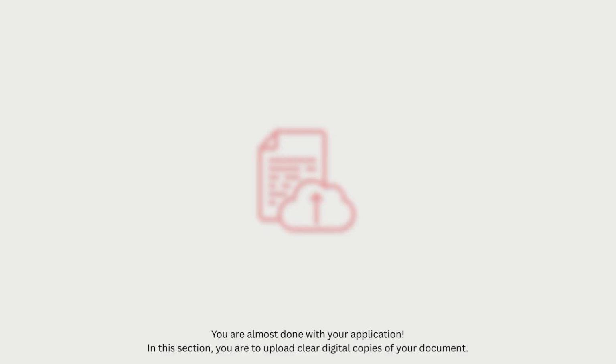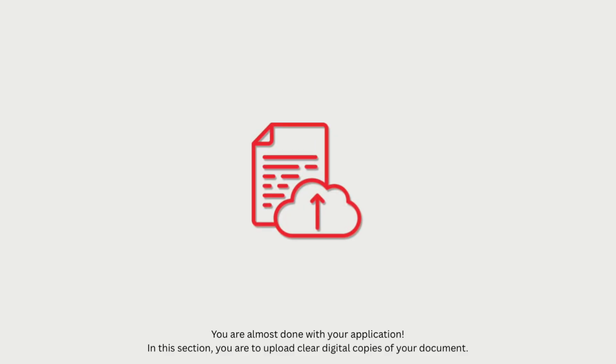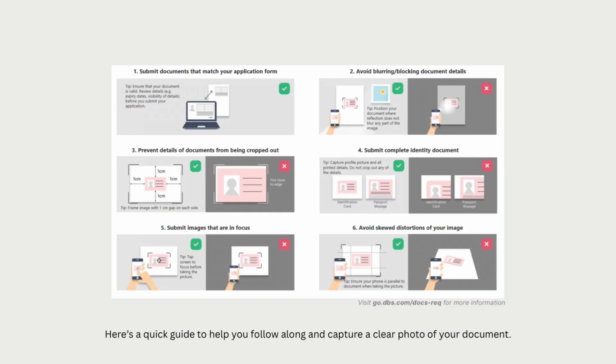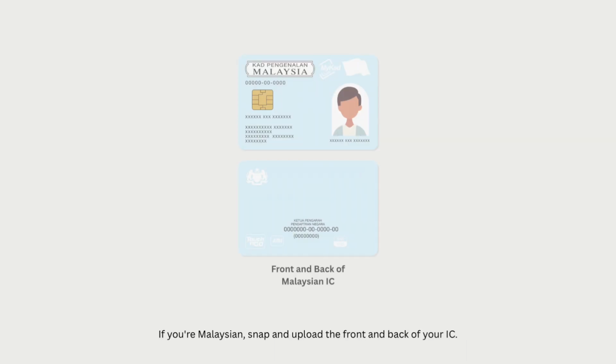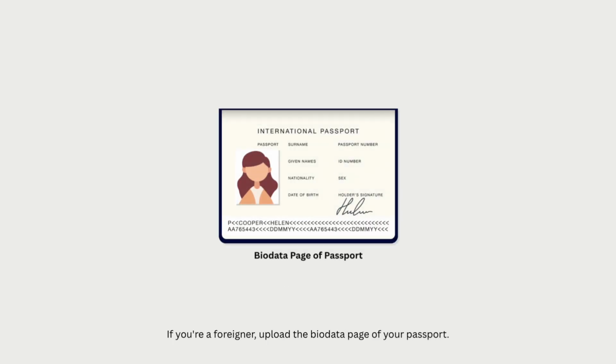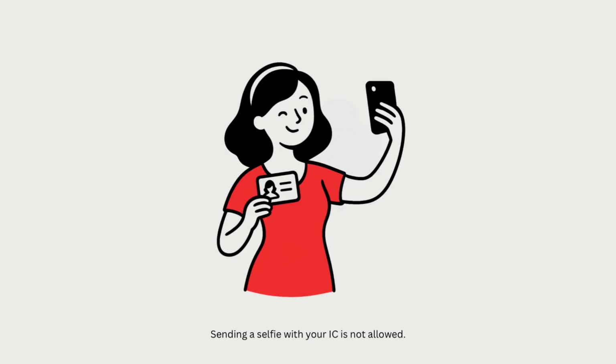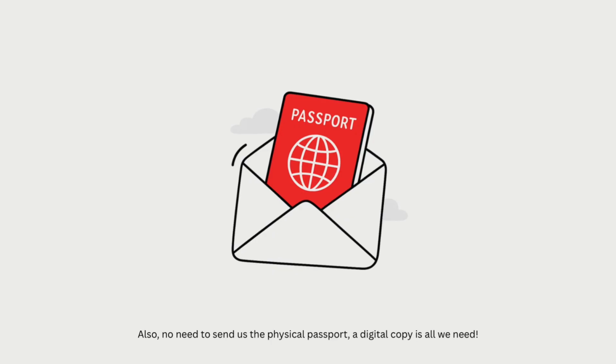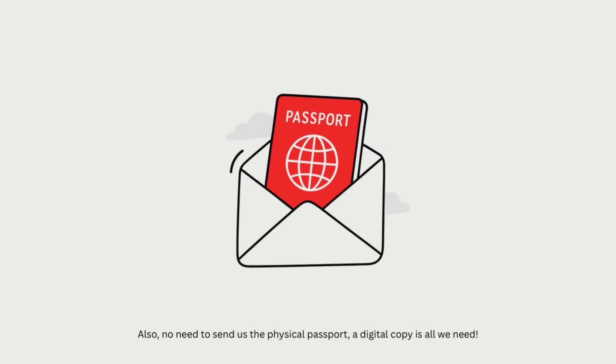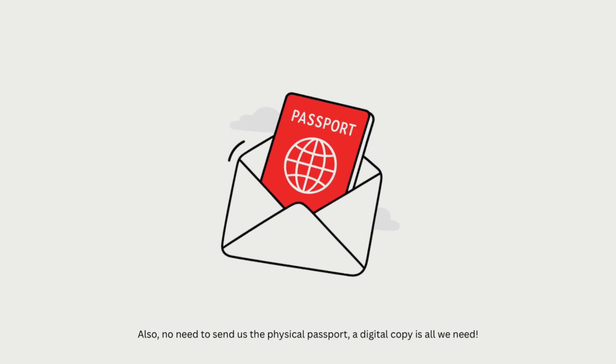You are almost done with your application. In this section, you are to upload clear digital copies of your documents. Here's a quick guide to help you follow along and capture a clear photo of your document. For proof of your identity, if you're Malaysian, snap and upload the front and back of your IC. If you're a foreigner, upload the biodata page of your passport. And here's a quick tip. Sending a selfie with your IC is not allowed. Also, no need to send us the physical passport. A digital copy is all we need.